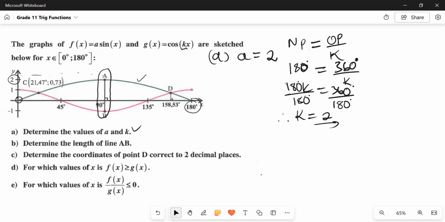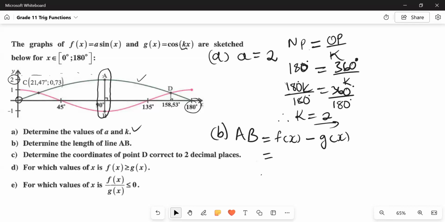Again, it's not a problem. We can get that length. No? We need to use top graph minus the bottom graph. So for B, the length of AB would be top graph, which is our f of x, minus the bottom graph, which is our g of x.